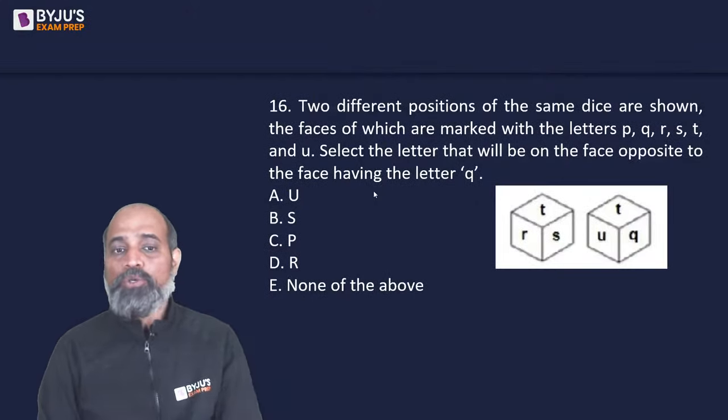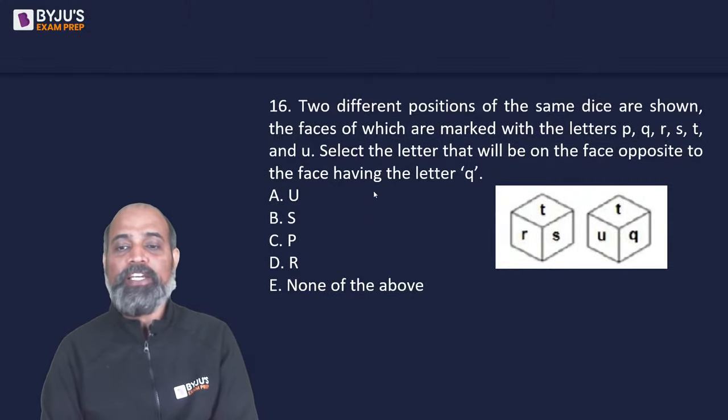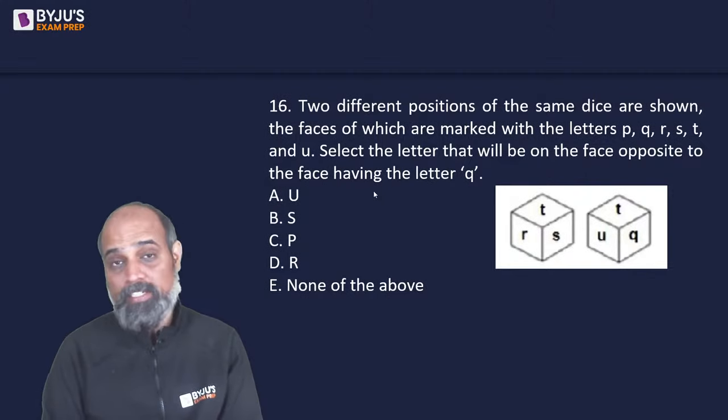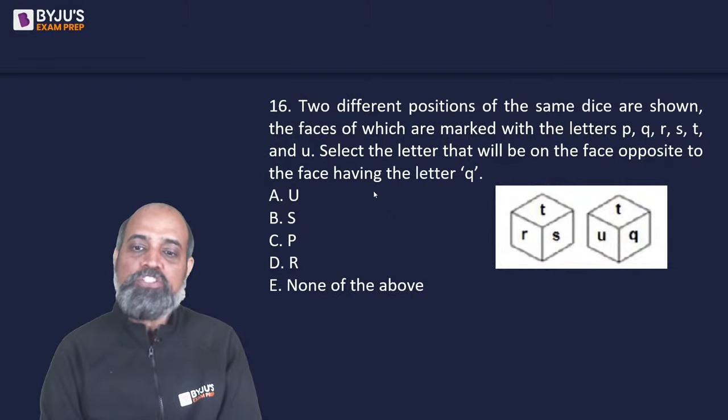Next, two different positions of the same dice are shown, the faces of which are marked by the letters P, Q, R, S, T, and U. We don't see P here, but we see the other 5 letters. Select the letter that will be on the face opposite to Q.